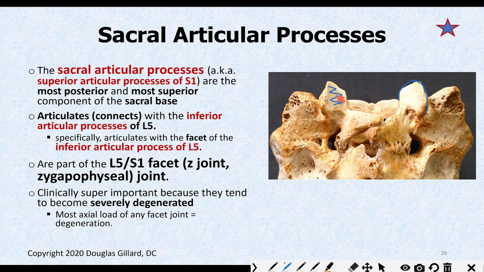Remember, it's very clinically important. It articulates with the inferior articular process of L5 to form the L5/S1 Z joint, or zygapophyseal joint, or facet joint, which you're going to treat all the time. It gets degenerated because it takes more axial load than any other facet joint in the body. So it's a very clinically important area here.